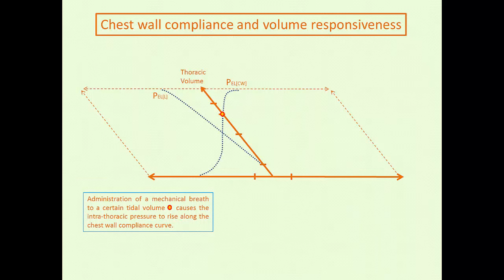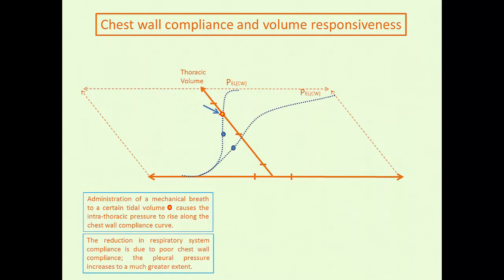So the administration of the mechanical breath to the certain tidal volume causes the intrathoracic pressure to rise along the chest wall compliance curve. Remember, in the passive, fully adapted patient with the ventilator making no inspiratory or expiratory efforts, the change in pleural pressure or the change in intrathoracic pressure is a function of two things: the tidal volume and the chest wall compliance. So for this breath, your intrathoracic pressure or pleural pressure would move from here at FRC to here at your new tidal volume.